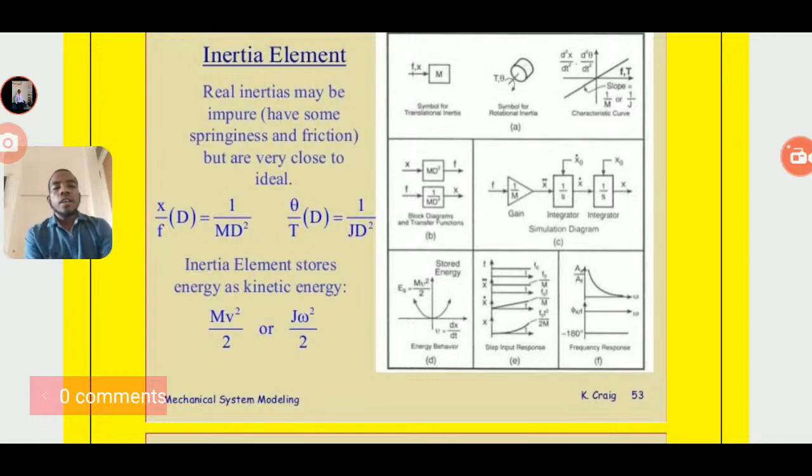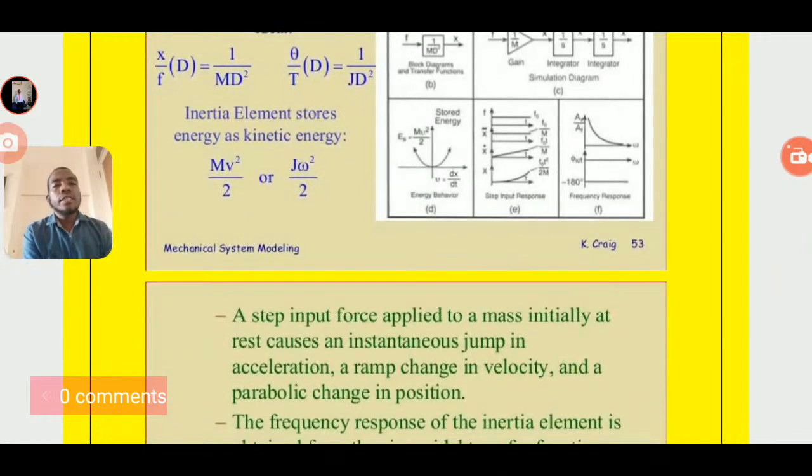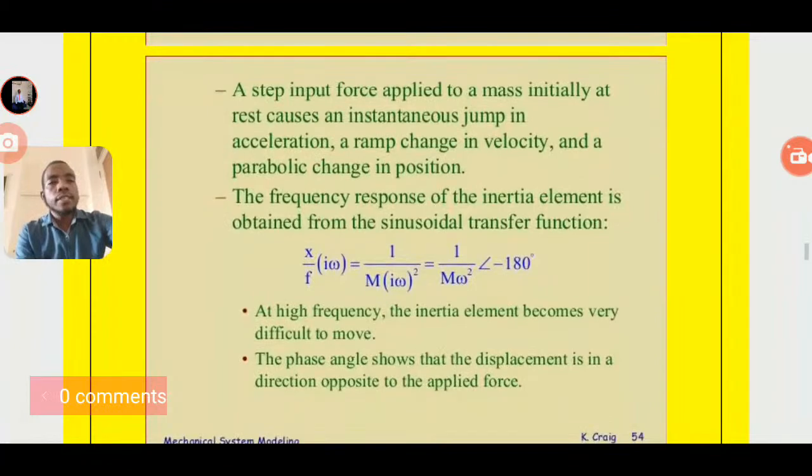That means θ/T(D) is equal to 1/(JD²). The inertial element stores energy as kinetic energy, that means mv²/2 or Jω²/2. So a step input of force applied to a mass initially at rest causes an instantaneous jump in acceleration, that means a ramp change in velocity and a parabolic change in position.